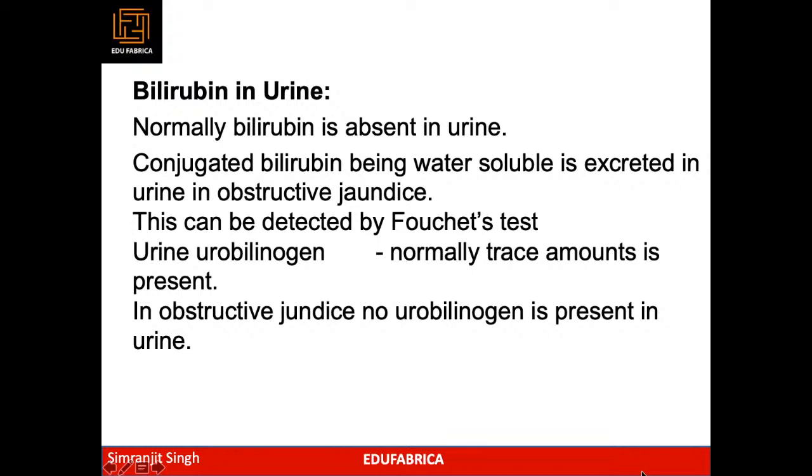So about bilirubin in urine: normally bilirubin is absent in urine, but conjugated bilirubin, being water soluble, could be excreted via urine in obstructive jaundice. This could be detected by the Fouchet test. Urine urobilinogen is normally present in trace amounts, but in obstructive jaundice no urobilinogen is present in the urine. So if it is absent, that means there is a chance of obstructive jaundice.